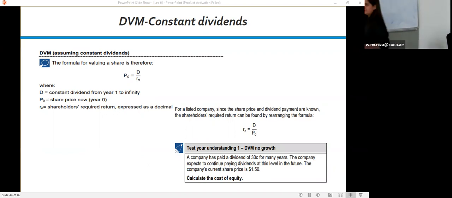So, are you clear? This is how we are going to calculate. If they are asking us to calculate the share price, we can calculate it as well. Got it, Arthur?